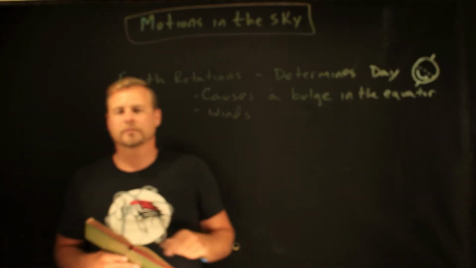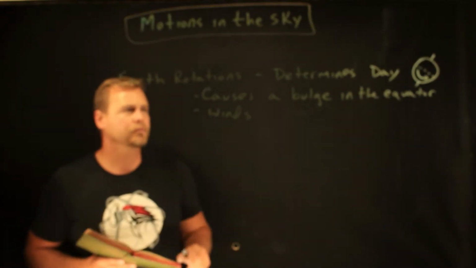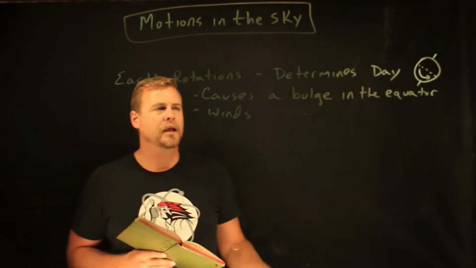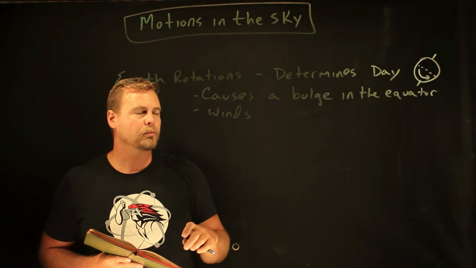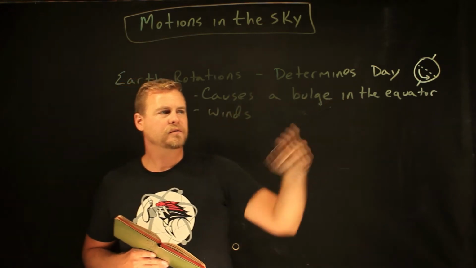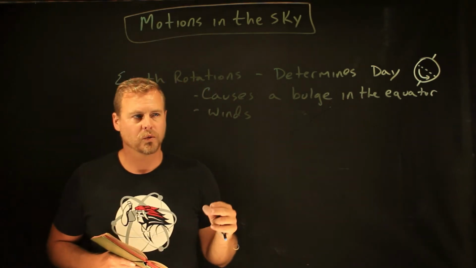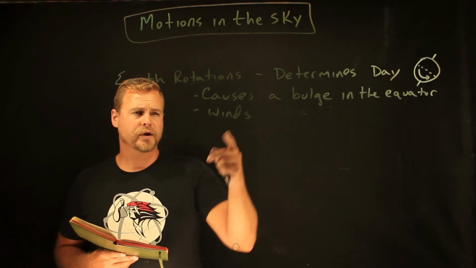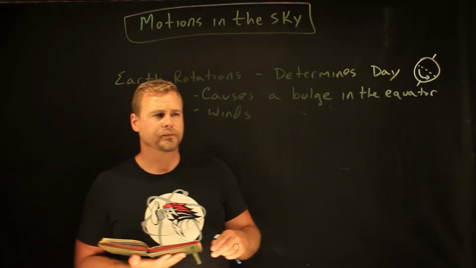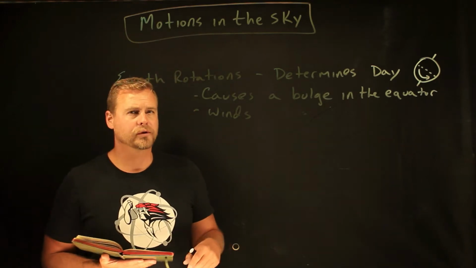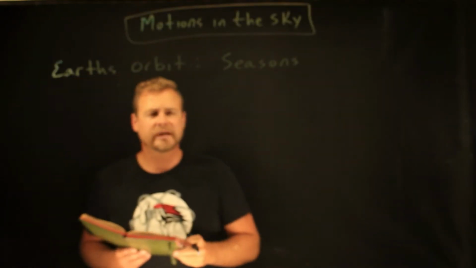Earth's rotation, okay, the spin, right? It determines the day, and you know, we're obviously tilted, but we're spinning basically around the poles. And because of that spin, there's actually a bulge at the equator. This also causes your trade winds and your jet streams, which control a lot of the weather going through the country. Earth's orbit explains the seasons.